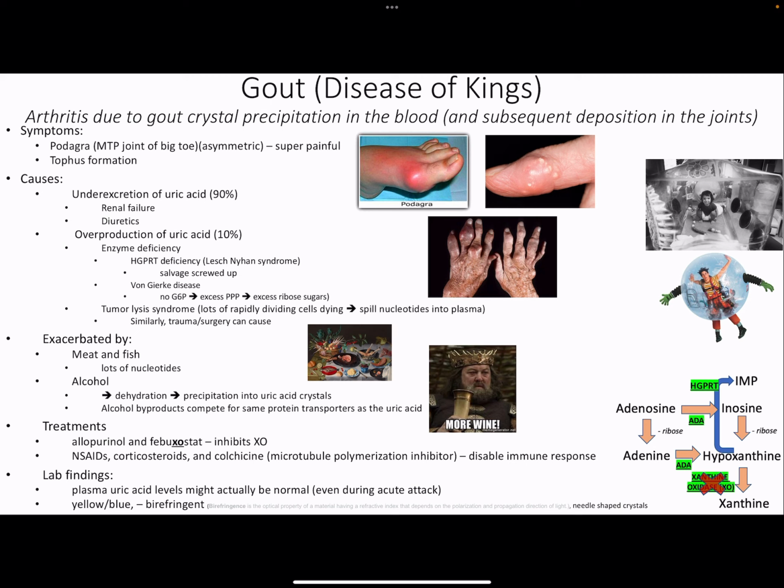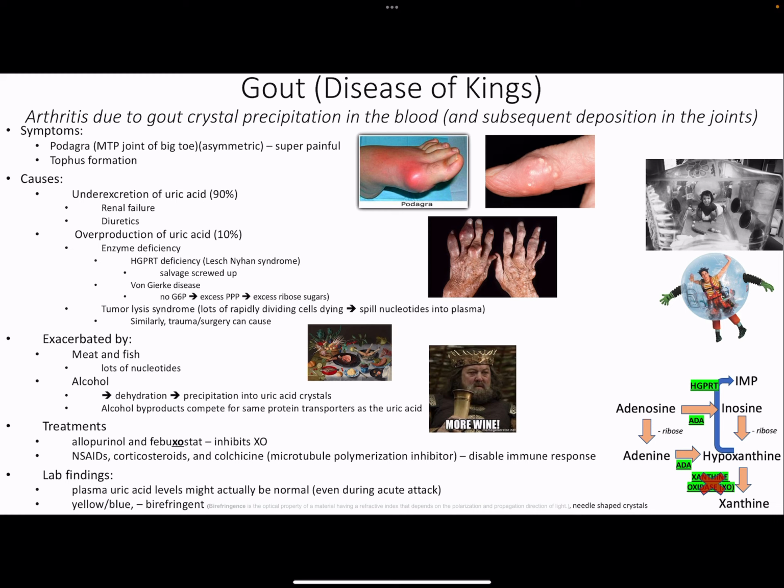Gout, called the disease of kings. We'll see why. It's a type of arthritis due to, if you have too much uric acid in the blood, it becomes something called monosodium urate, and it starts, for whatever reason, clumping together, and then it deposits in joints, and it causes an immune response, which just generates a lot of pain.